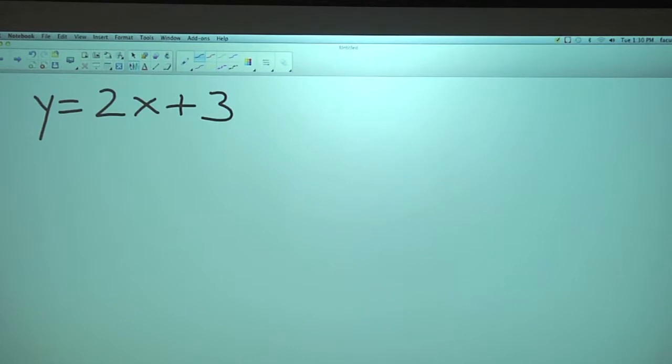For every x number I plug in, I will get a unique y value, right? I plug in 5, I get 13. That's the only number I get when I plug in 5, right? If I plug in 0, I get 3. You plug in negative 20, you get negative 37, okay? So for every x we plug in, I get only one y value. Okay? It's a function. Okay?